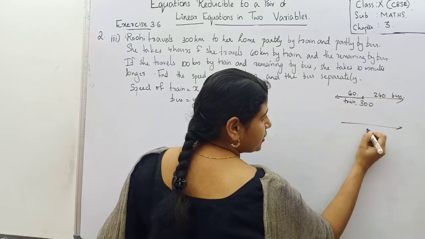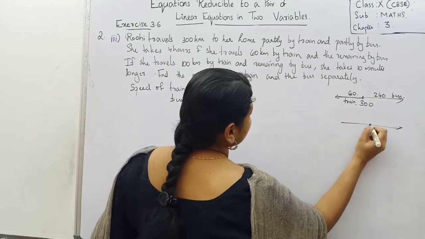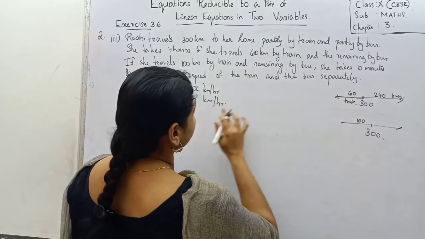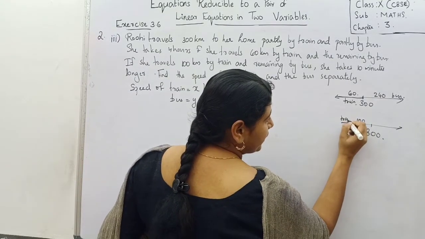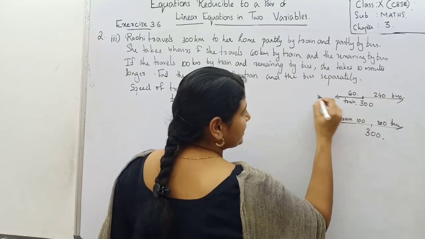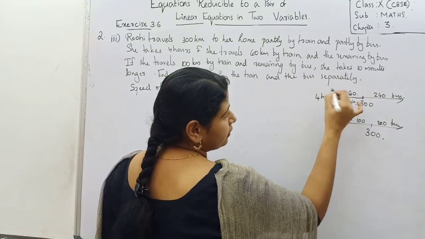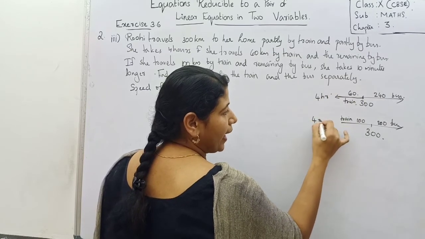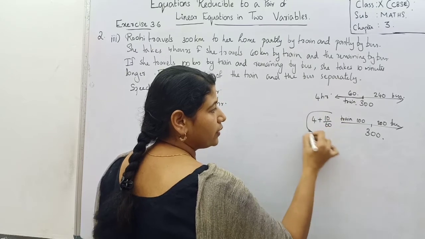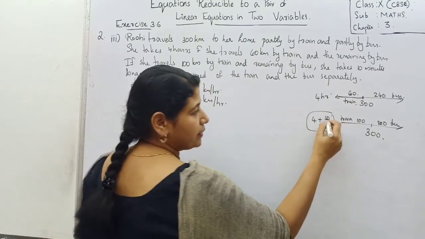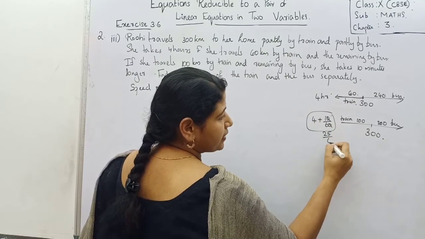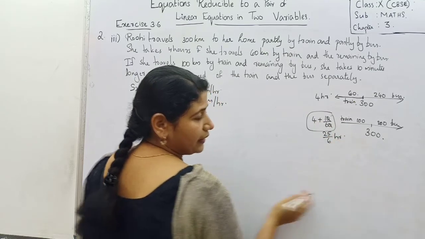The next case, total distance again 300, and the first 100 kilometers she travels by train and the 200 by bus. In the first case, she takes 4 hours. In this case, she takes 4 hours plus 10 more minutes. 10 more minutes means 10 by 60 hours. Total of 4 plus 10 by 60. That means we can write 6 into 4, 24, 24 plus 1, 25 by 6 hours.